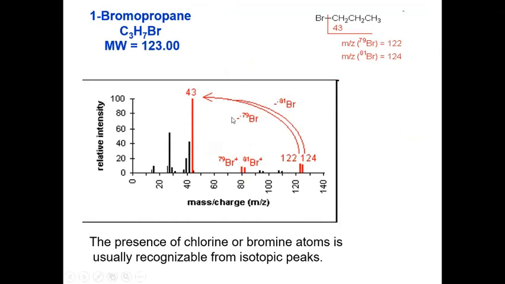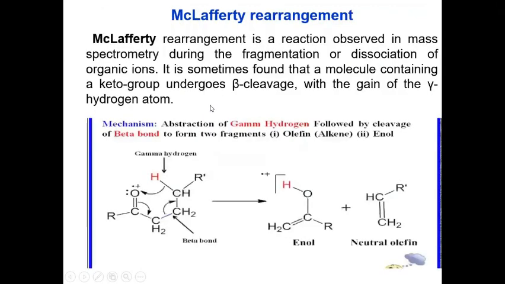This graph shows the mass spectrum for bromopropane. There is a removal of bromide from the propane molecule, and then we have the molecular peak for the propyl group from this compound.